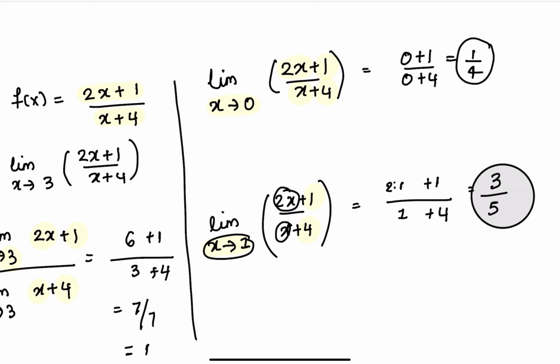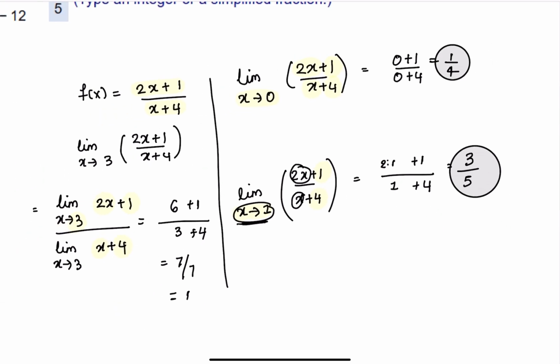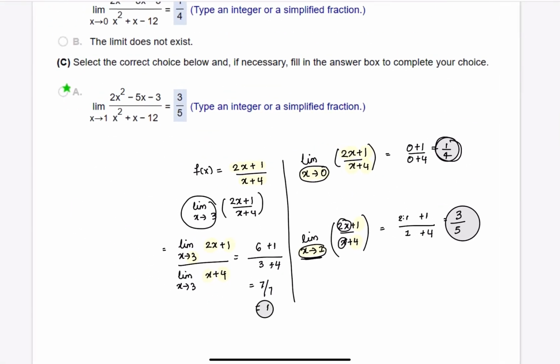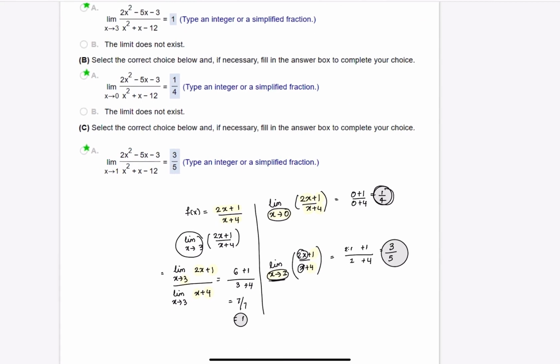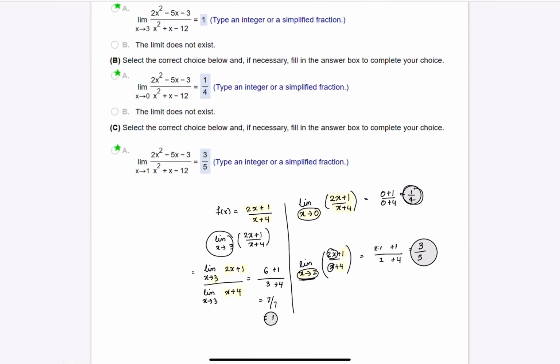And this is the value 1 over 4. So when x approaches 1, your function value approaches 3 over 5. When x approaches 0, your function value approaches 1 over 4. When x approaches 3, your function value approaches 1. Now let's check if we have the same answers: 1, 1 over 4, and 3 over 5.